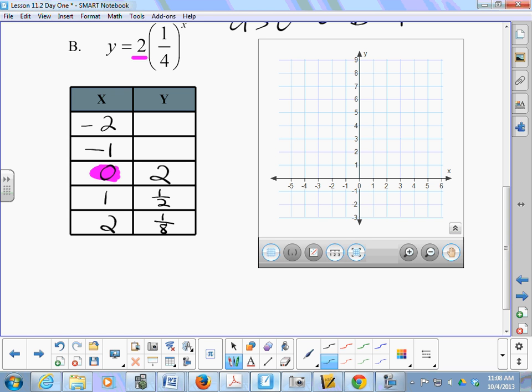All right, so we go the other way then. Instead of multiplying by 1/4, we're going to divide by 1/4, which is the same as multiplying by 4. What's 2 times 4? 8. And 8 times 4 is 32. That one's going to be tough to get to. All right, we can do it.